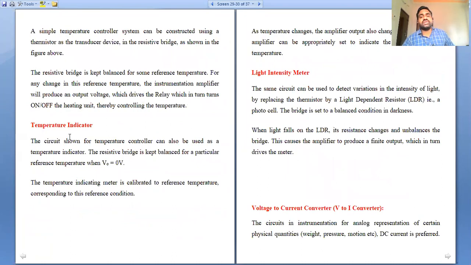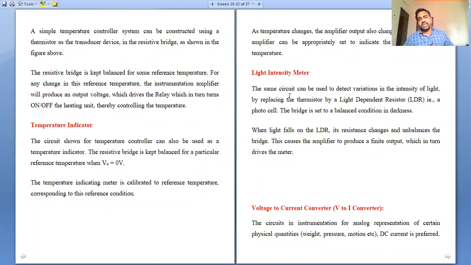The same circuit can also be used as a temperature indicator. The circuit was shown as a temperature controller, and the same can be used as a temperature indicator. Initially, when the bridge is balanced with a standard reference temperature, the output voltage V0 is 0. If there is any rise in temperature, the change will be observed and detected.